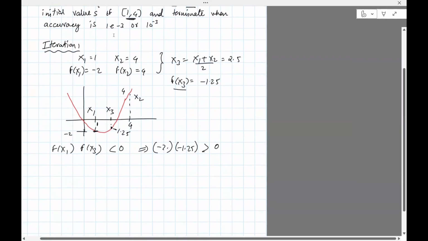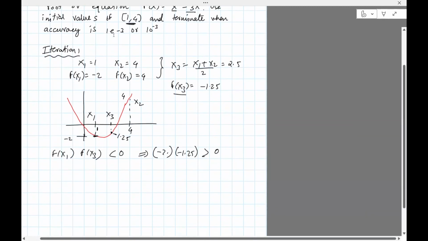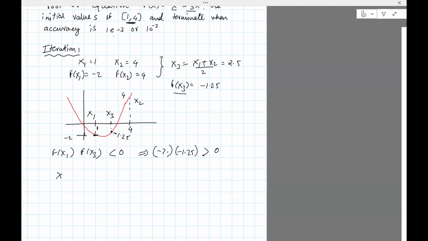Which means that you need to replace x1 with x3. x1 equals x3 equals 2.5. So now this is the new x1, and now x1 and x2 bracket the root. So that completes iteration 1. We go to iteration 2.